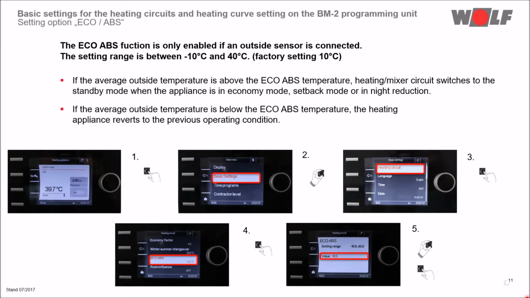To set the eco-ABS value, press the rotary selector. The main menu opens. Turn to Standard Settings and press the rotary selector. Select the heating circuit and press the rotary selector once more. As you can see, eco-ABS is displayed immediately. Turn to eco-ABS and confirm with the rotary selector. You can then change the values by turning the rotary selector. Confirm the new value by pressing the rotary selector once again.